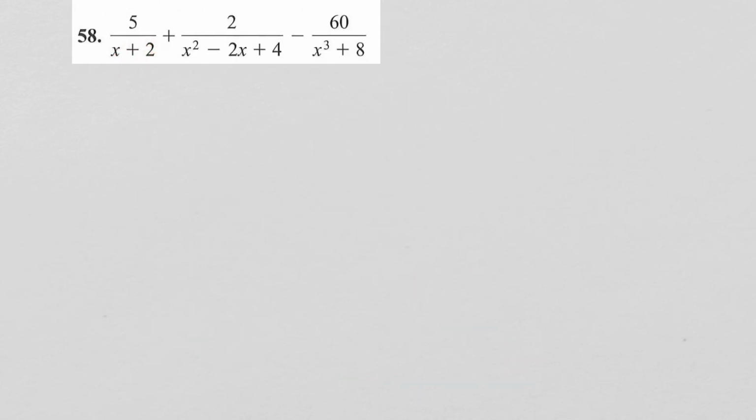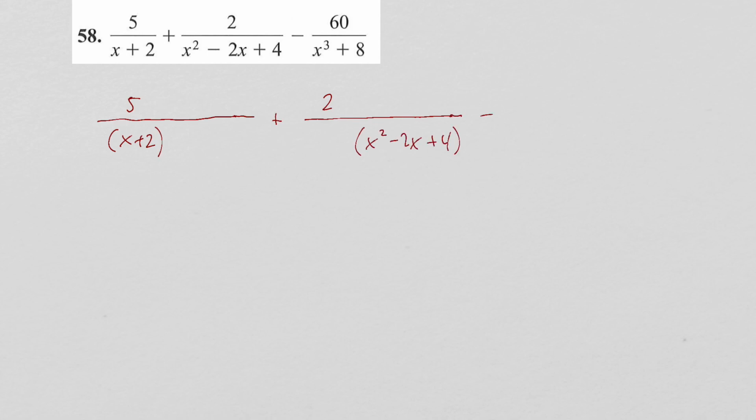This is prime and cannot be factored. This is actually prime and cannot be factored, but this is the difference of two cubes. So I'm going to write 5 over, now I can tell what's about to happen, so I'm going to write my x plus 2 and leave a bunch of space in this fraction. And I'll write 2 over, and I'll have x squared minus 2x plus 4, and minus, and then here I'll have 60 over, and I'll factor this.